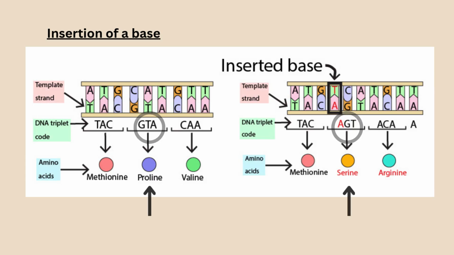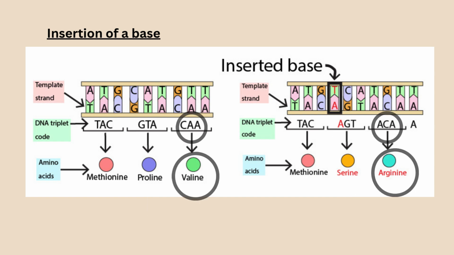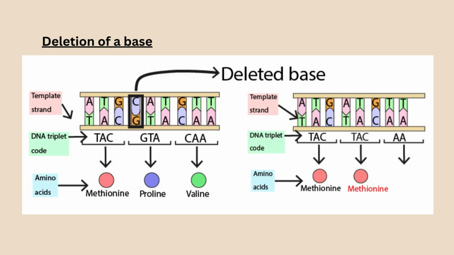However, it moves all the other bases along, so it will also affect the next amino acid. So instead of the next amino acid being valine, it then becomes arginine because the DNA triplet code has changed from CAA to ACA.